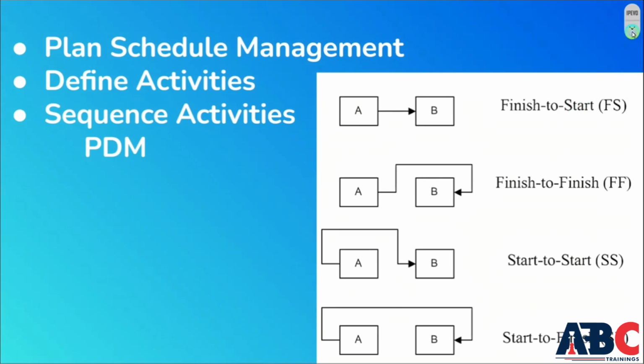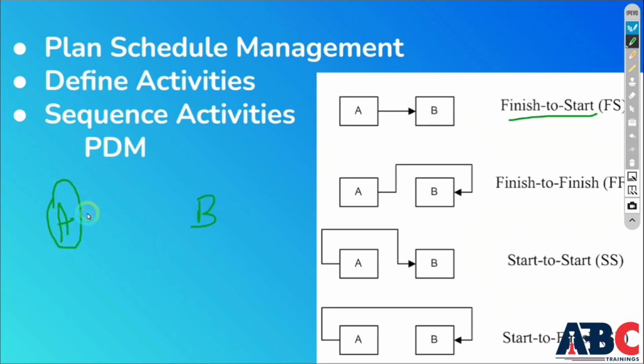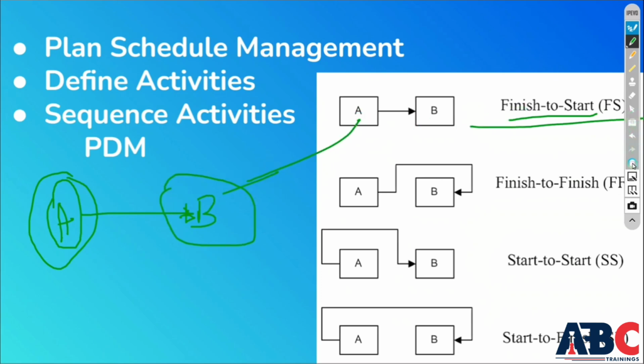First of all, you have to understand that I have a task, your task is A and task is B. When your task A finishes, then your task B will start. Till my A task doesn't finish, I can't start B task. We call this finish to start. This is your first type. Finish to start means till the A activity doesn't end, your B activity can't start. So this is your A to B relation. We call it finish to start.